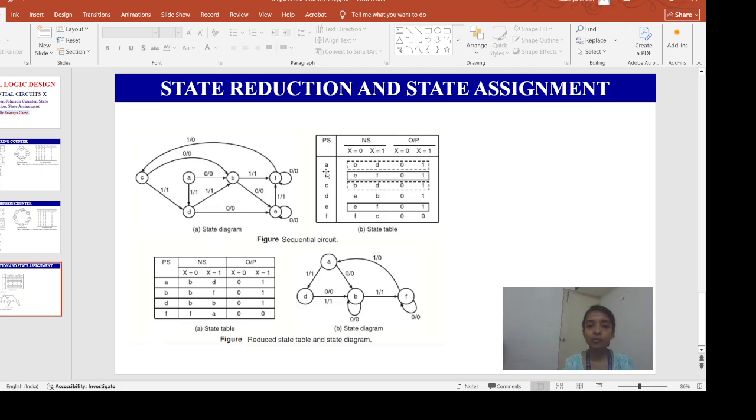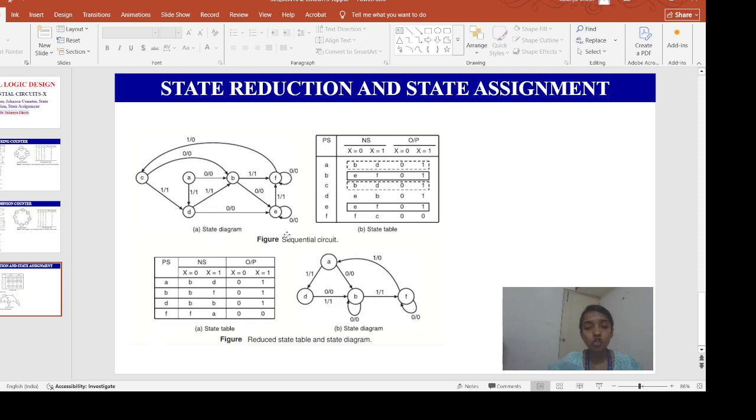What you can see here is how many states we have in the state diagram. In the state diagram we are representing the states in terms of the alphabets A, B, C, D, E, F. Usually we represent them in binary numbers, but here we are just using the alphabets. So in total 1, 2, 3, 4, 5, 6, total 6 present states. Now here is my next state and this is my output.